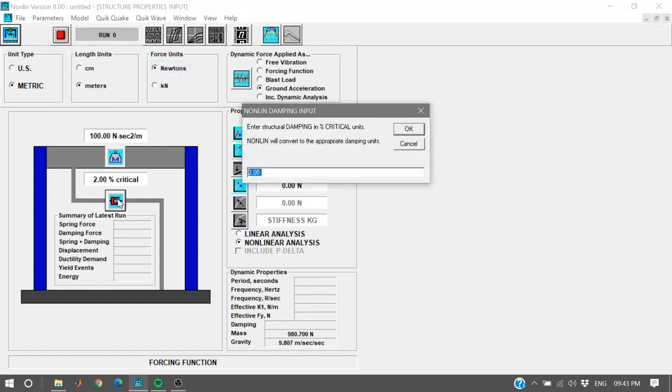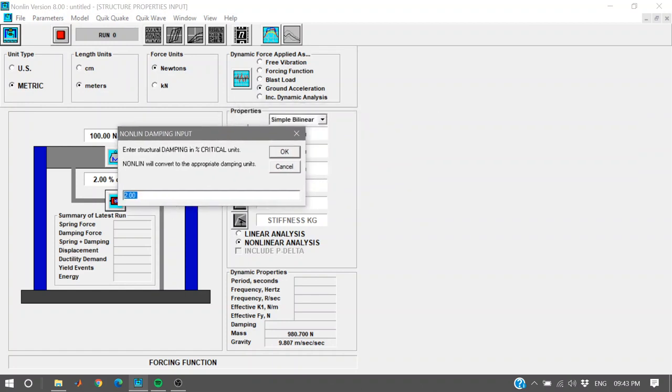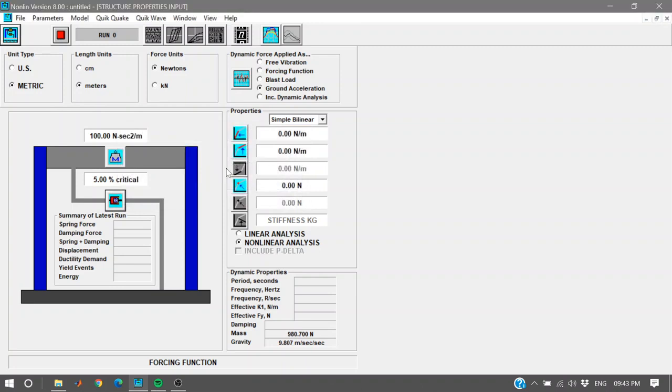So here when I click on this button, another pop-up window arises, and here I put, let's say 5%. So 5 indicates 5% damping. So I need not put 0.05, that would have been damping ratio, but here I want to input the values in terms of percentage. So directly 5 I'll put. OK. So this is there.